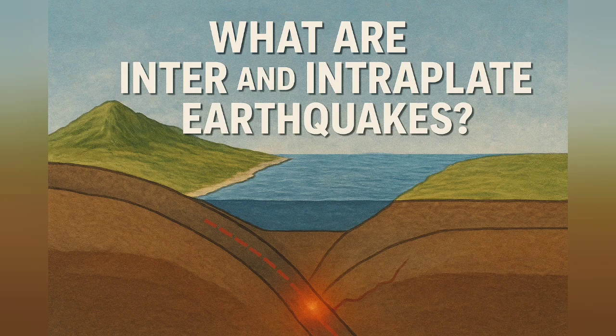3. Mantle convection and hotspot activity. Some intraplate earthquakes occur near hotspots, areas where hot mantle material rises toward the surface, such as beneath Hawaii or Yellowstone. As magma moves upward, it generates stress in the surrounding rocks, potentially triggering earthquakes even in the absence of plate boundary interactions. 4. Human-induced causes.